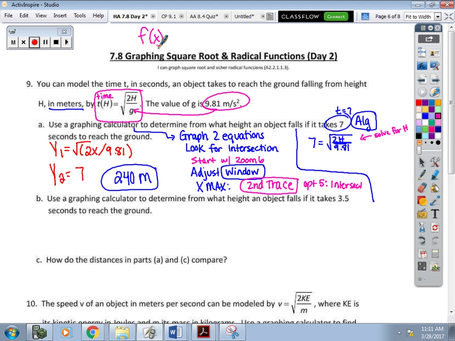Lainey? You have to square both sides. Good, square both sides. And then you guys know how to solve from there, right? Multiply by 9.81 and then divide by 2. And we should get the same answer.